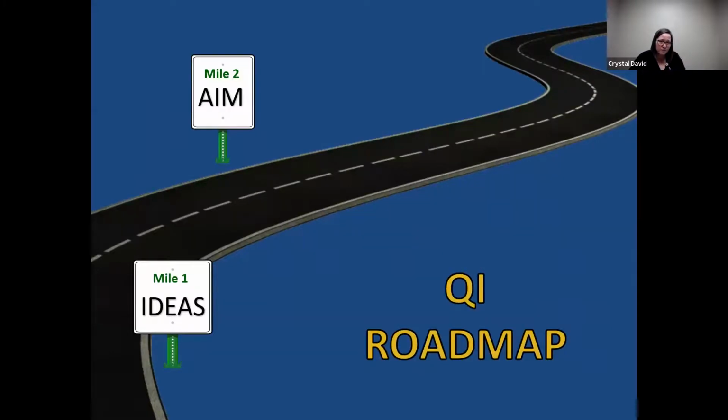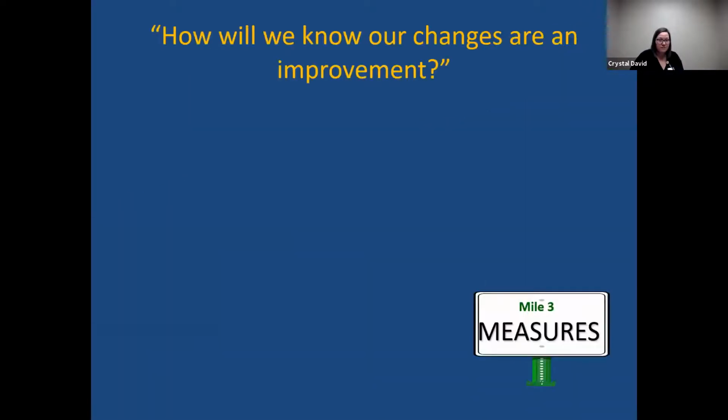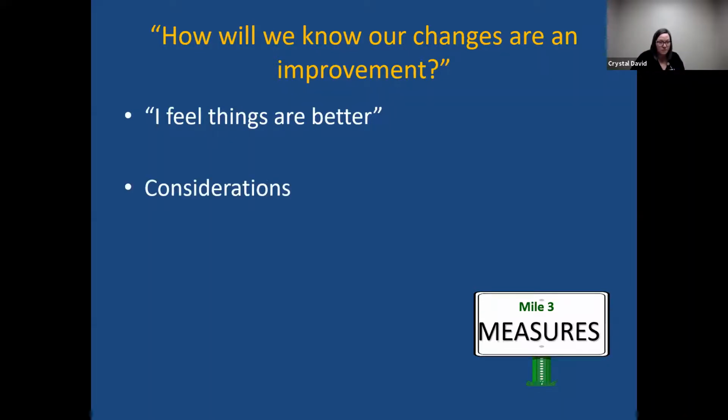After you've developed your aim statement, the next thing is to look at what measures are you going to be looking at. Okay, so mile 3 is measures. And really, if we have an aim statement and we have ideas, it's not going to be helpful unless we know that what we're doing makes a difference. So how will we measure our changes? How will we know there is an improvement? We can't just be like, yeah, things are better, right? Because that's not very helpful and we don't really know if we're doing anything. So subjective. So some considerations here, what is your outcome?